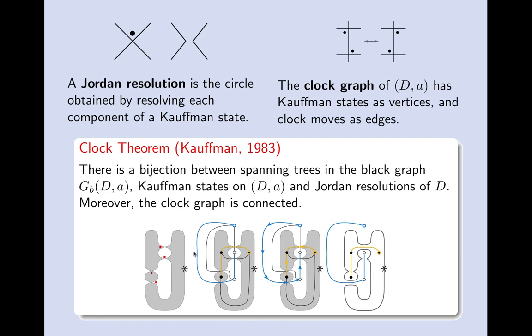What is the content of this theorem? So let's start from our marked projection. You can see here this is the forbidden arc, indicated by this asterisk, and we have a Kauffman state on this. So for each crossing, we are choosing one of the at most four possible regions around it, in such a way that the association is a bijection.